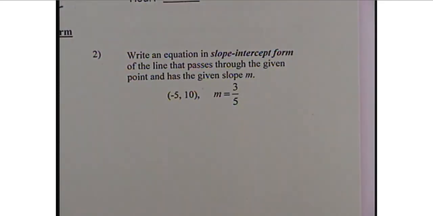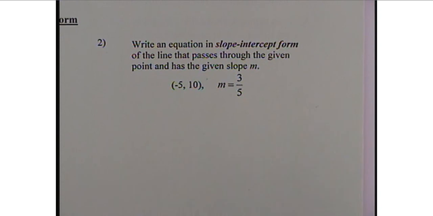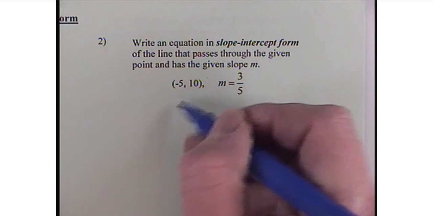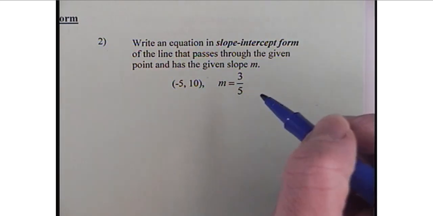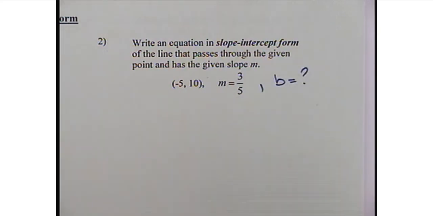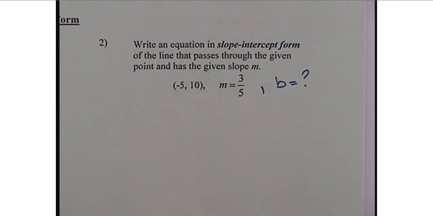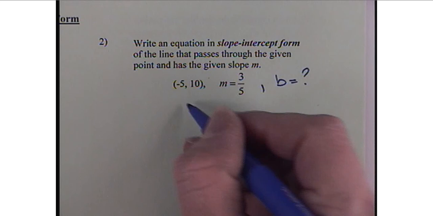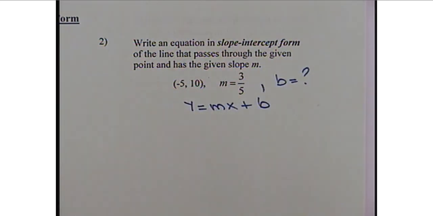It says write an equation in slope-intercept form of the line that passes through the given points and has a given slope. So one thing is given for us here, and we know that is the slope. Awesome. But what we don't know is b. We're missing b here. So we gotta use some way in order to get b. And we know that y equals mx plus b is the best formula to use to get b.